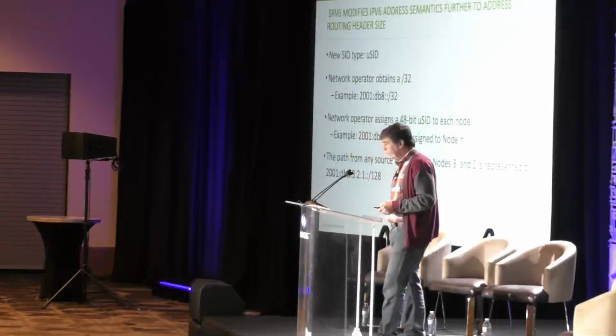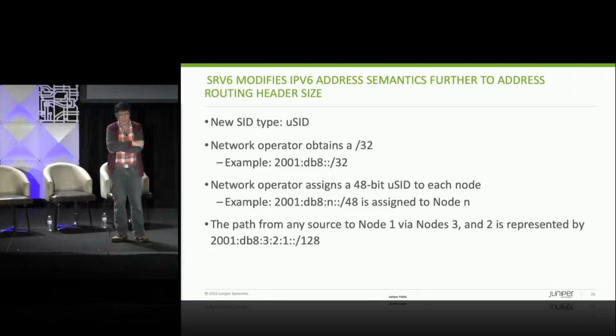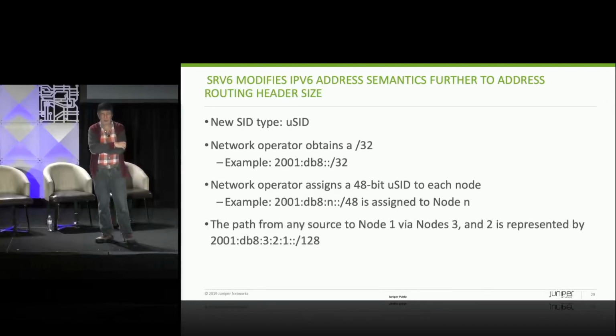At the last IETF, there was a proposal to reduce the size of routing headers for SRv6. That proposal introduced a new SID type called the micro-SID. The micro-SID modified IPv6 semantics even more. Basically, the way it works is a network operator obtains a /32 for micro-SID processing. So let's say he gets 2001:db8::/32. Then from that /32, he assigns a /48 to each node.